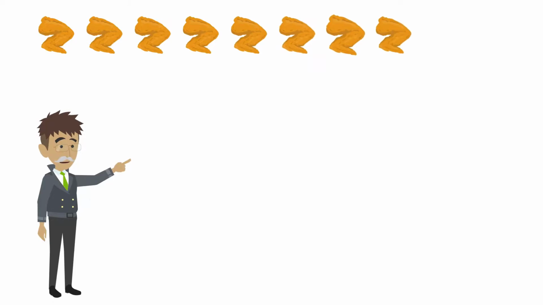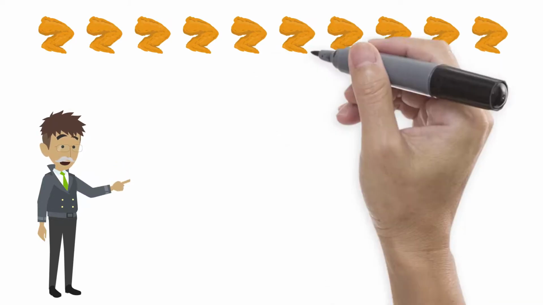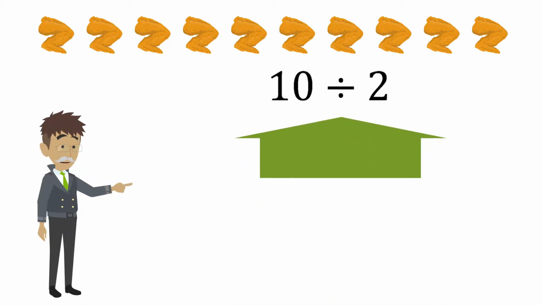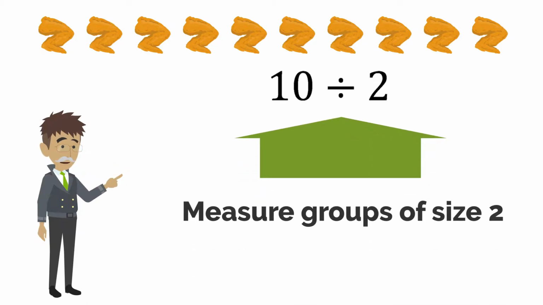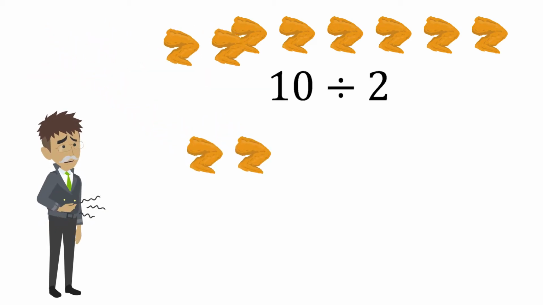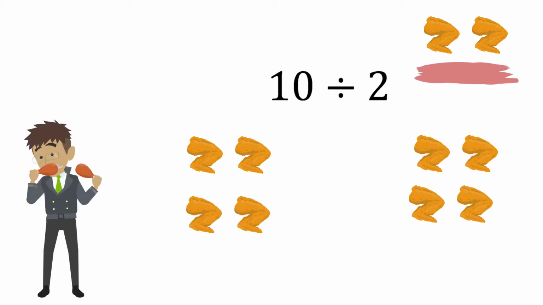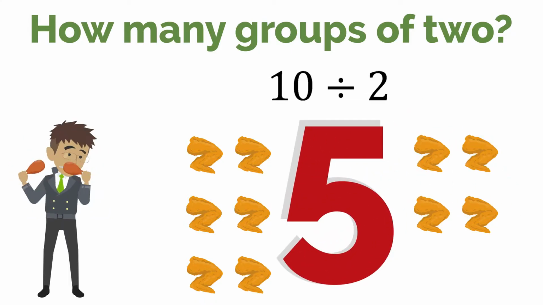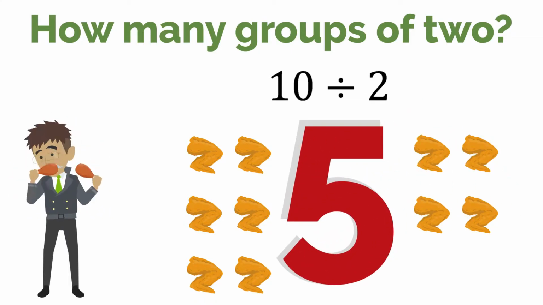The same division problem of 10 divided by 2 can be thought of as: I want to take the 10 chicken wings and make groups of size 2. This answers the question, how many groups of 2 chicken wings can be made from 10 wings? We can see that 5 whole groups of 2 chicken wings can be made from the 10 wings.